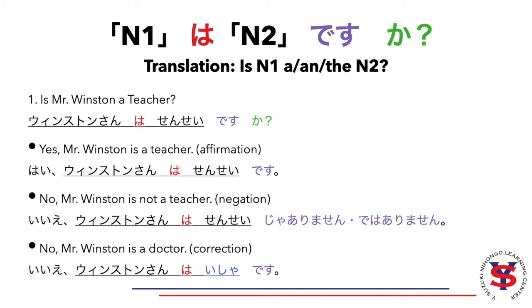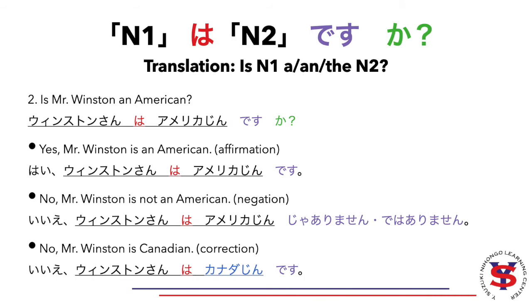The third pattern of response is correction. The idea is to respond with the correct information about the topic being asked. You respond with iie, indicating a no answer, followed by the topic and then the correct predicate to describe the topic. Lastly, you add desu at the end.